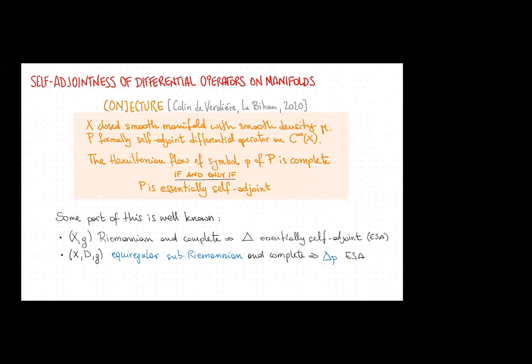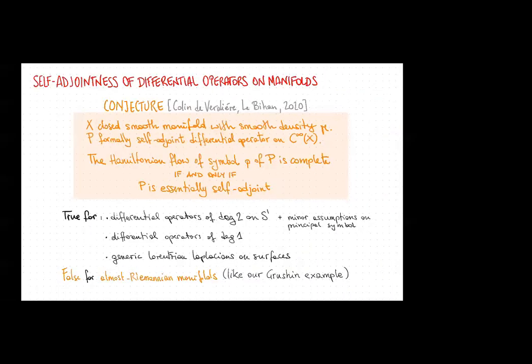It's true for complete Riemannian manifolds. It's true for complete equiregular sub-Riemannian manifolds. It's true for differential operators of degree 1, Lorentz and Laplacian. It's true in a large number of cases, but it becomes false as soon as you look for almost Riemannian manifolds. We have at least one counterexample, the Grushin cylinder. But in fact, since this is about closed manifolds, you can do the same on a sphere. You compactify both X and Y, and you will find that that also has the same problem. You have two halves of the sphere on which the Laplacian is going to be essentially self-adjoint, and yet the geodesics can cross through. So how general is this?